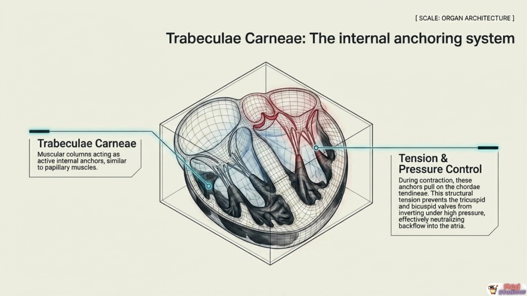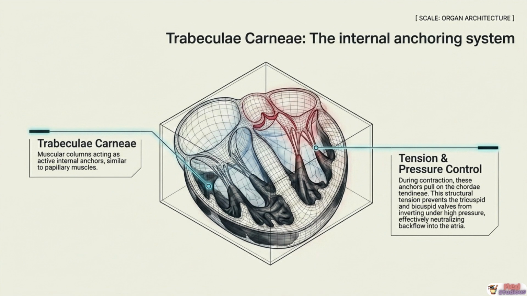These deep muscular columns serve a vital dual purpose as an internal anchoring system. First, they disrupt smooth fluid flow, preventing highly turbulent blood from creating damaging suction forces inside the chamber during rapid emptying. Second, they work in close structural coordination with the papillary muscles to regulate tension and pressure control.